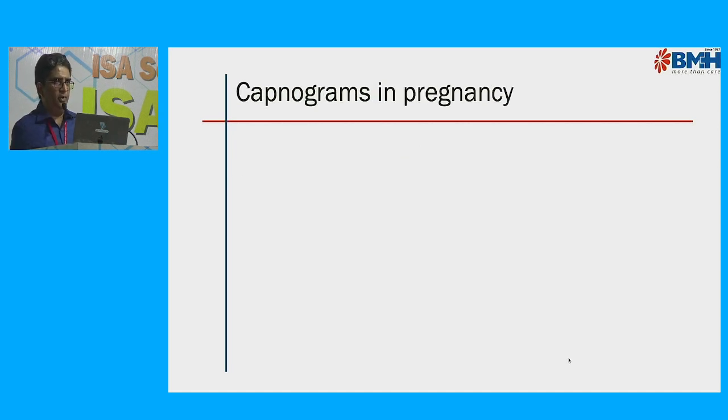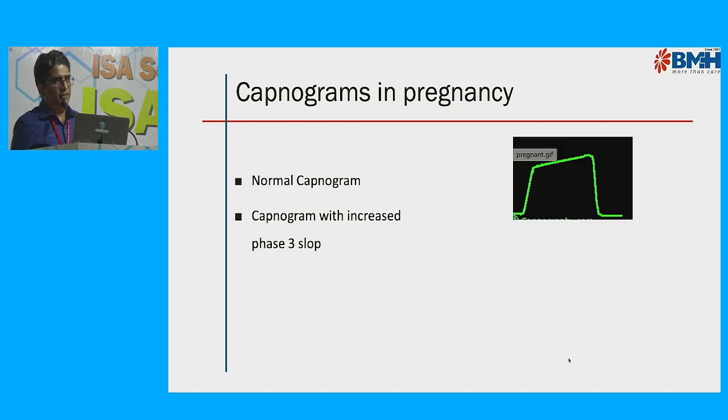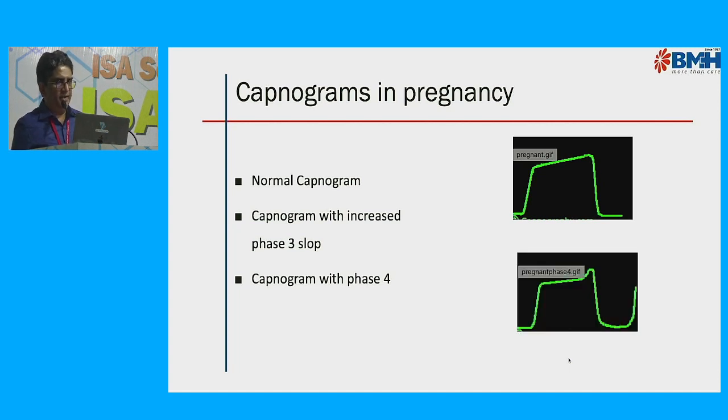So pregnancy capnogram, anyone may want to make a comment? In pregnancy, there is reduced FRC. You can have a normal capnogram also. Okay. There can be presence of phase 4 and increase in the slope of phase 3. Then, you can sometimes have a phase 4 also. Okay. That's there.